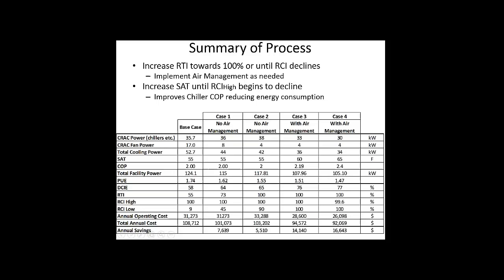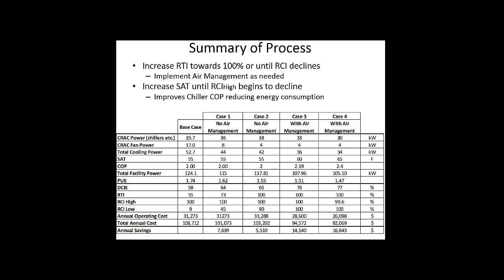Total facility power dropped. PUE dropped. We have PUE declining all the way across here as we reduce energy consumption. DCIE got better, which is just an inverse of PUE. RTI high 100, RCI high 99.6. And we calculated here the annual savings to do this would be about $16,000 a year for an operating data center of about 100K. So looks like about 16% savings per year.